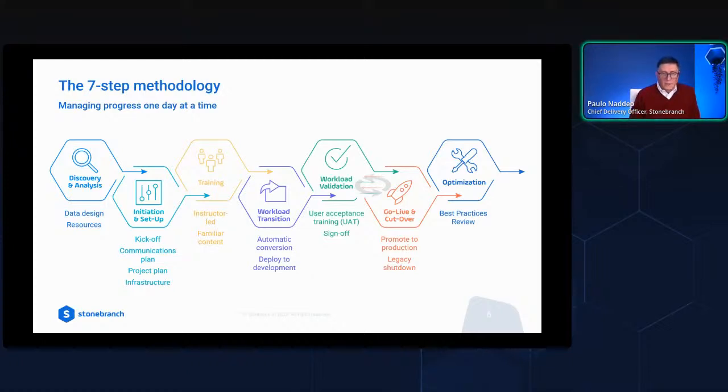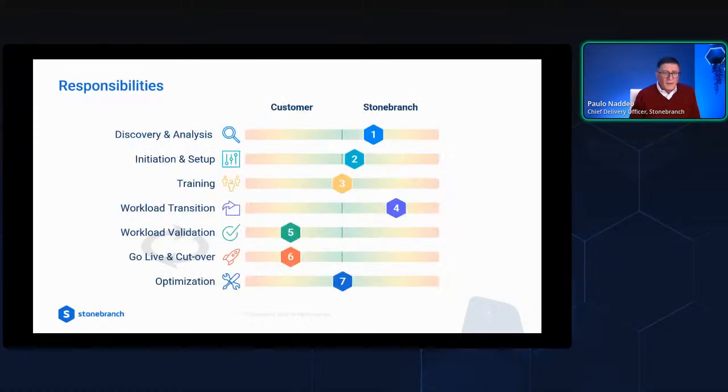Okay, so on all these phases, how are the responsibilities split between the customer and Stonebranch, right? This methodology is front-loaded, right? Which means Stonebranch is going to have a lot more activities and work to be done in the first 4 phases of our process, right? With workload transition being the largest by far.